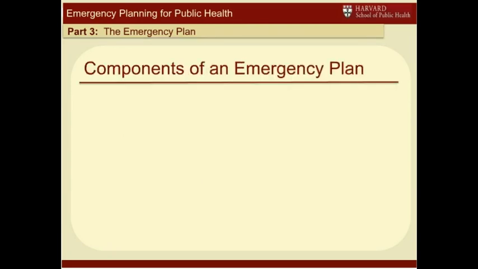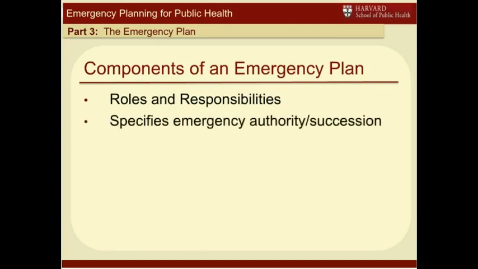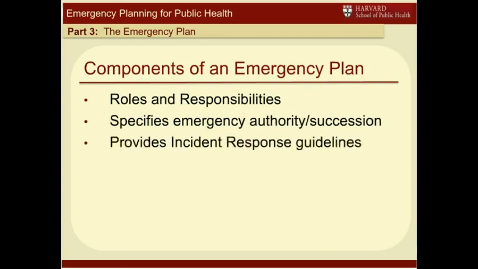Comprehensive emergency planning consists of the following components: staff and responder roles and responsibilities. Who is responsible for what procedures? Emergency authority and succession, including who may activate the emergency plan. Incident response guidelines. What tasks need to be accomplished? Community and regional resources. What staff and equipment are available, and how do you request them?